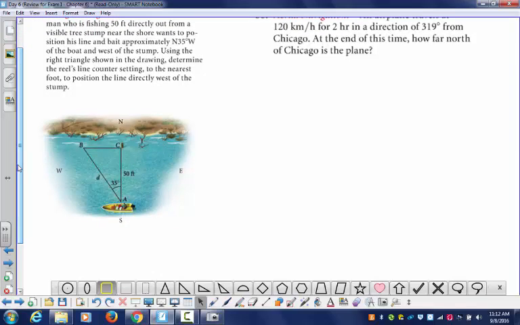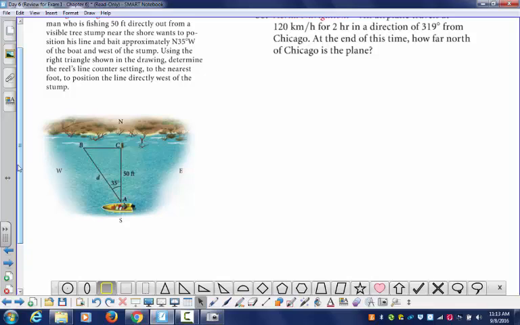So we've got somebody that's fishing 50 feet out from a tree and wants to position the line in the bait approximately north 35 degrees west of the boat and directly west of the stump. So the direction then from the boat, we want to go north and then 35 degrees to the west. That's where we want to position the bait, directly west of the stump. So the math in this one's not so hard. We just want to make sure that we're understanding how to use that type of navigation.